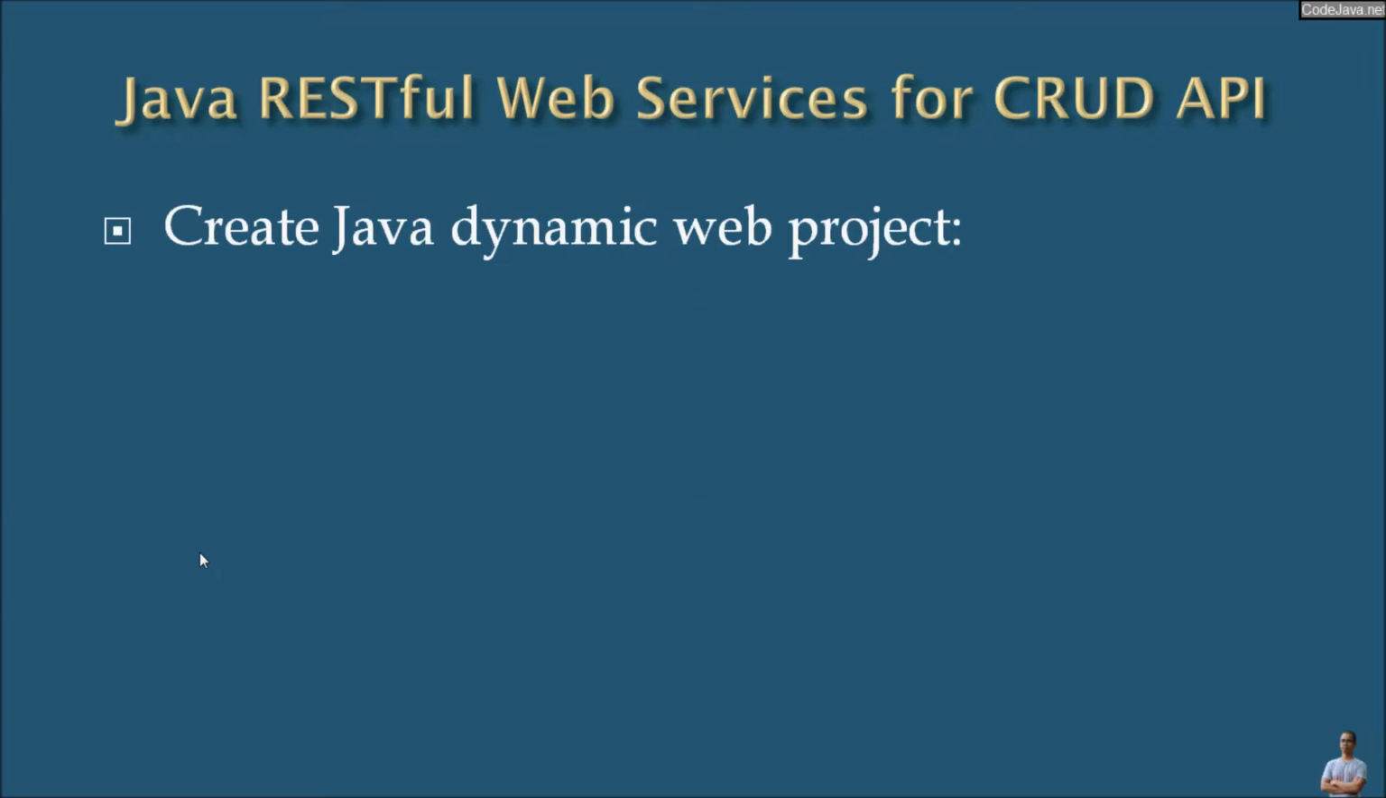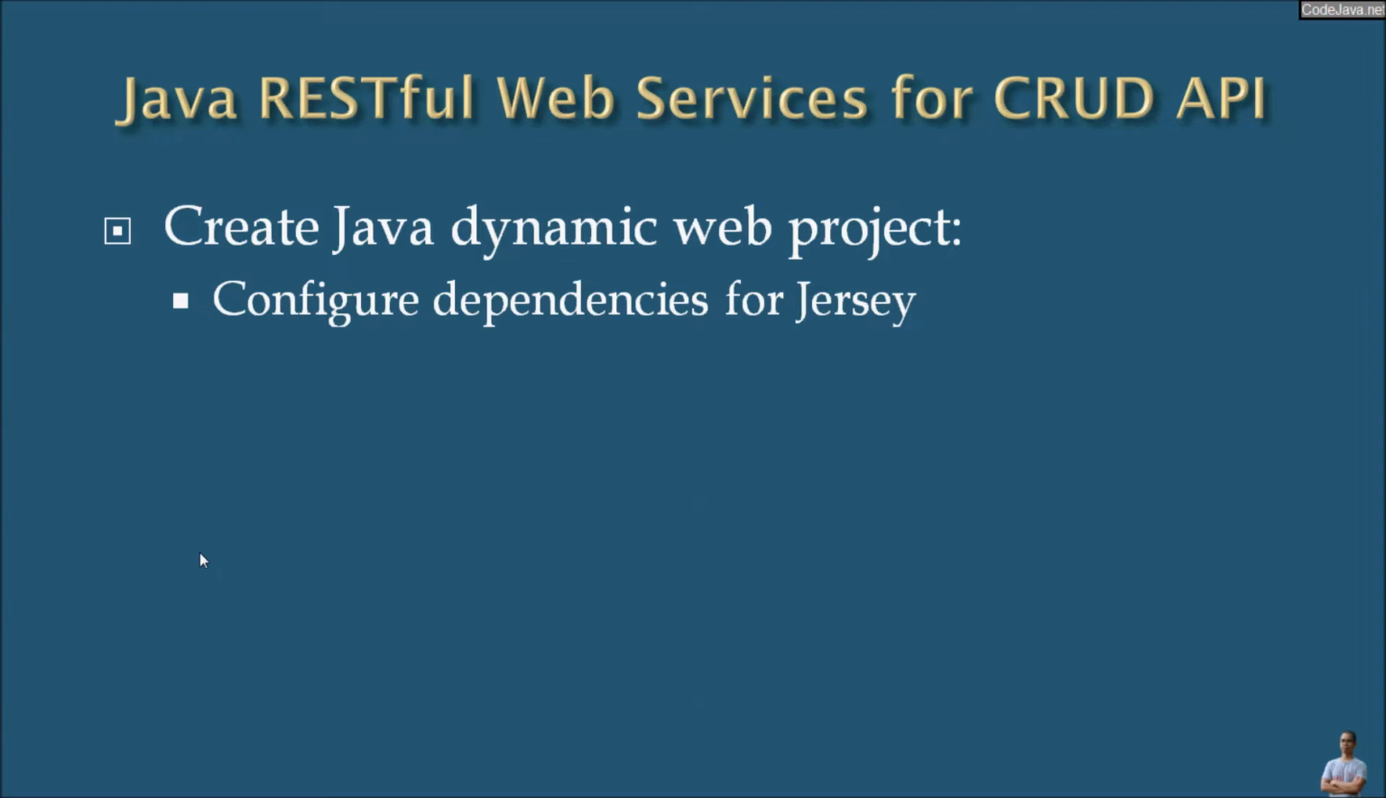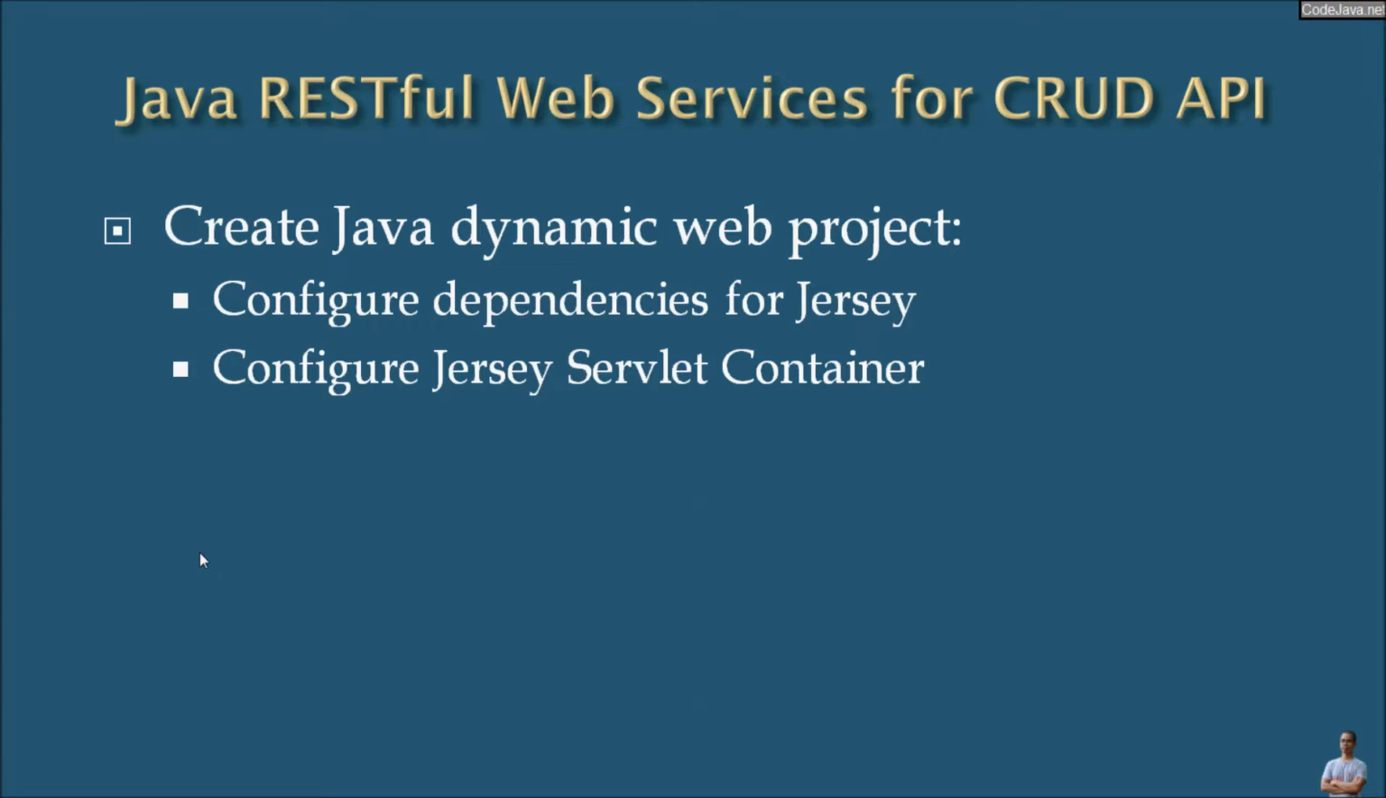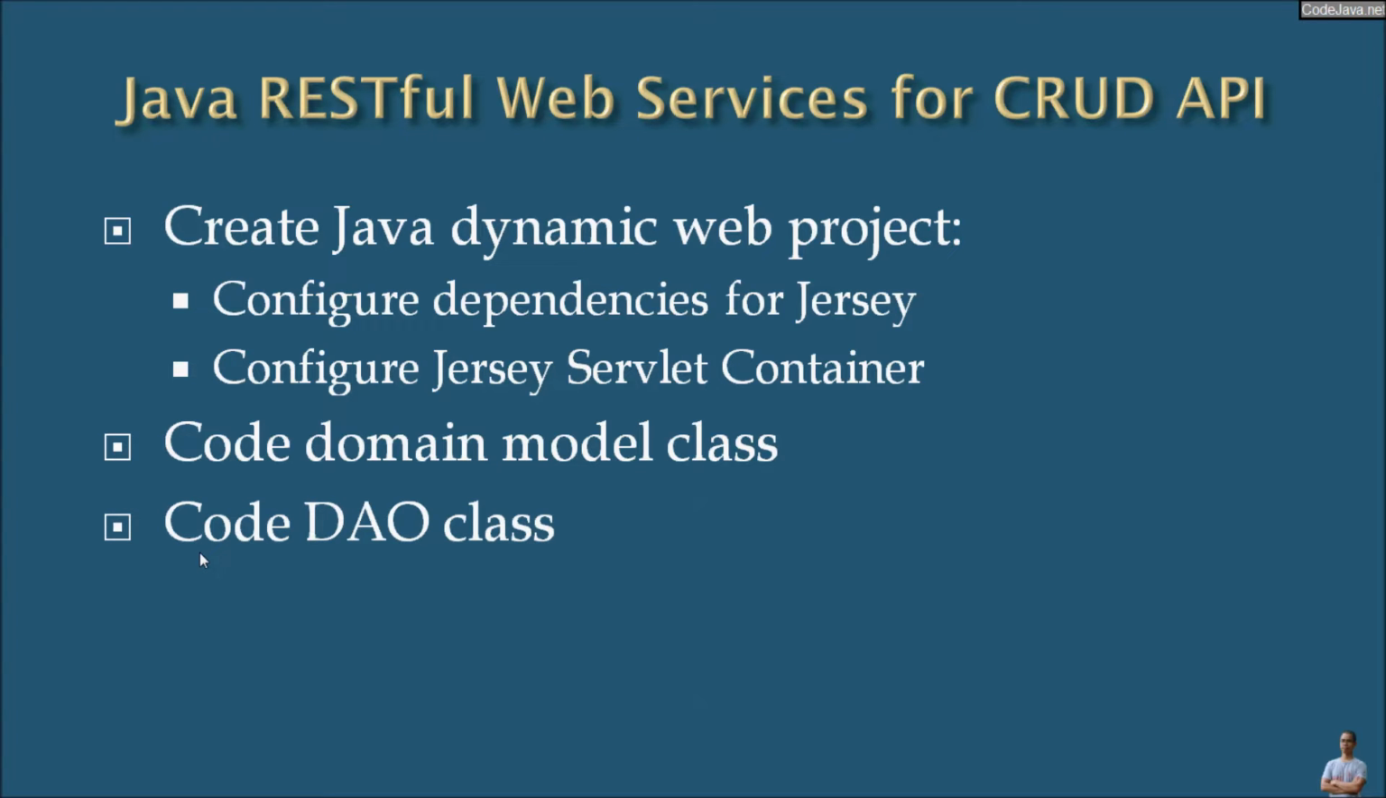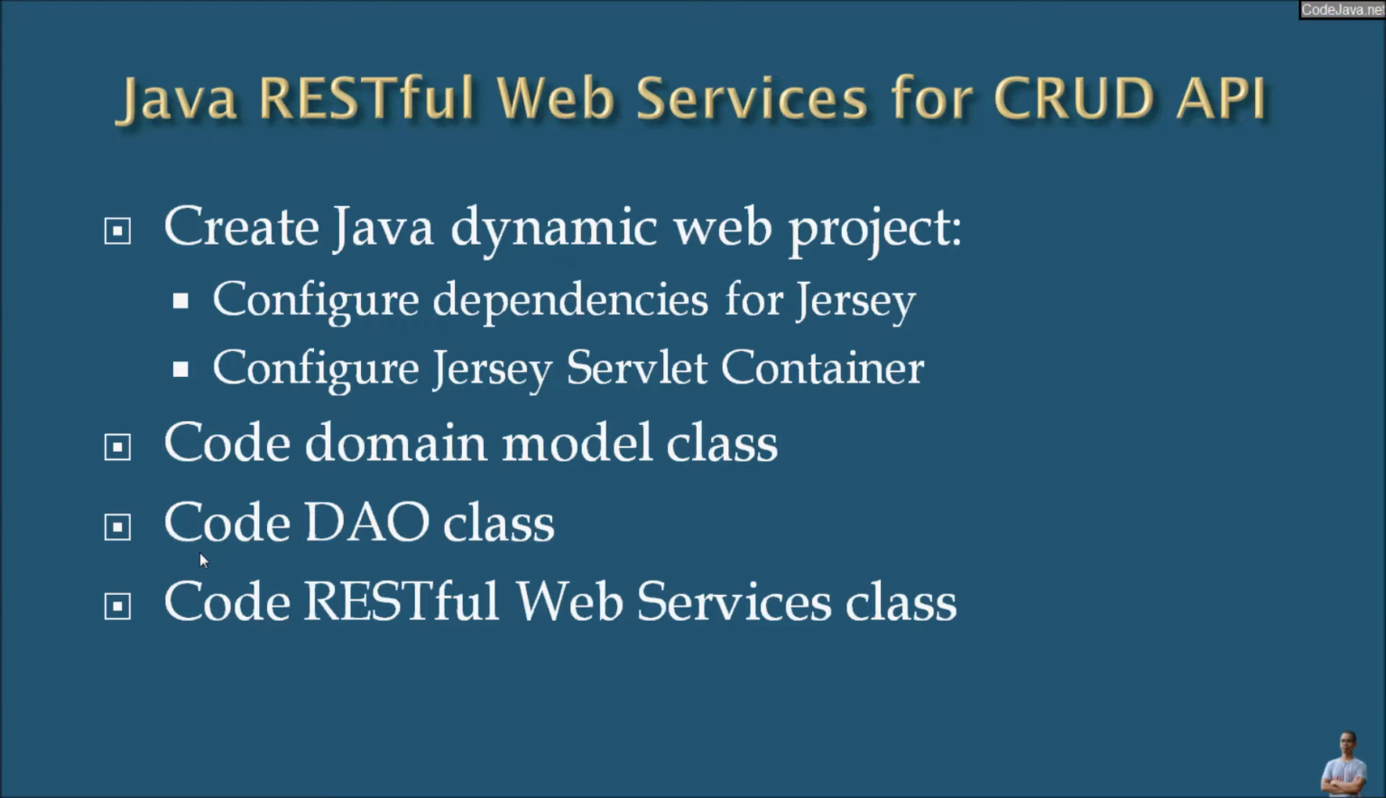And here are the steps which we need to follow in this tutorial. First, create a Java dynamic web project. And then in this project, we configure dependencies to use the Jersey REST framework. And we need to configure Jersey Servlet Container to expose the RESTful web service API. And then we code a domain model class, code a DAO class, and code the RESTful web services class, and finally code a RESTful web services client program.